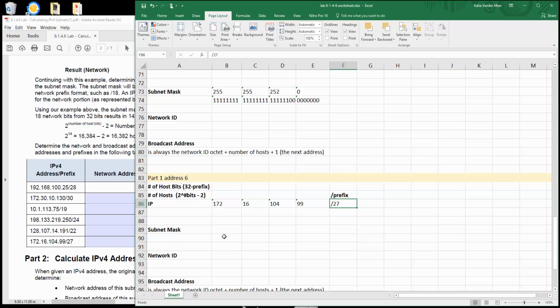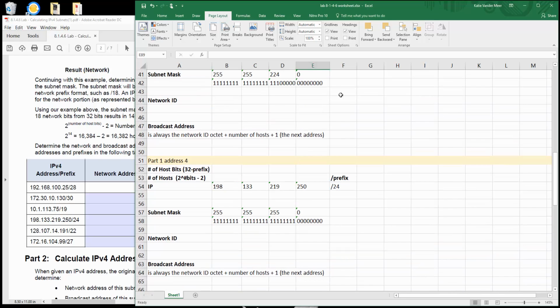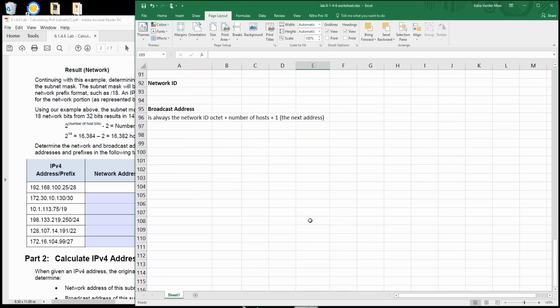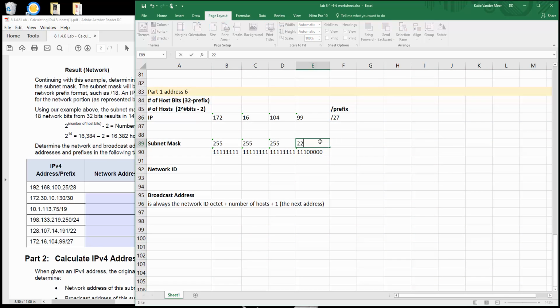One more to do, /27. So 17, 18, 19, up to 32. 255.255.255. 3 bits is 224. Okay.